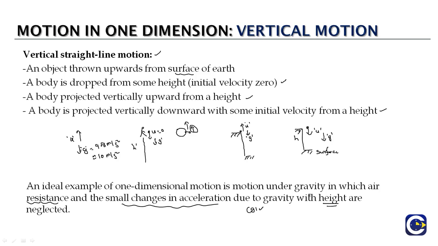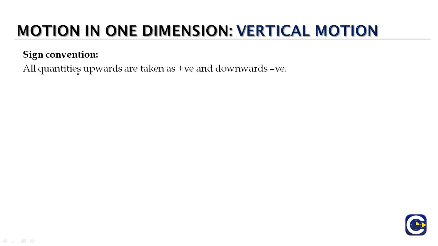So now we'll look at the sign convention that we'll be following in the case of vertical straight line motion. In horizontal straight line motion, if you can recall, since the motion begins with the initial velocity, we took the direction of initial velocity to be positive, and any quantity in the opposite direction was taken as negative.